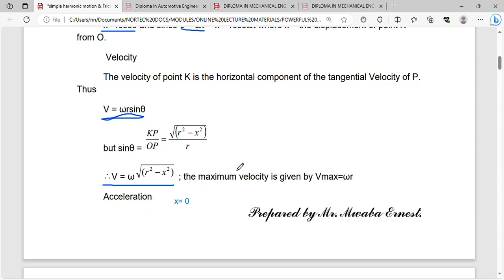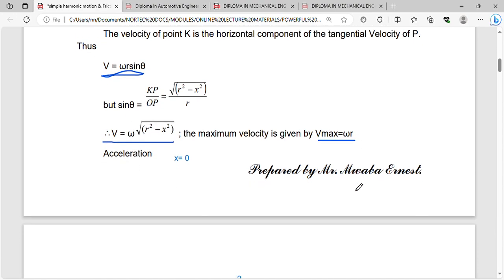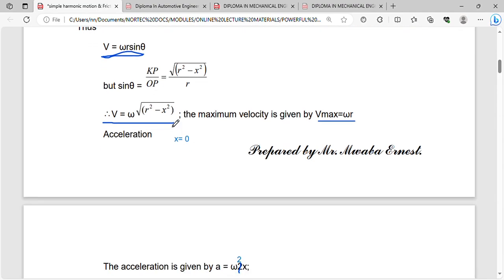So maximum conditions, when you have the maximum velocity, it happens at x equals 0. So this is why Vmax is this one we have here. Vmax equals WR. And one thing I mentioned is that when you go back and substitute in that formula, it will definitely give you what we have here.